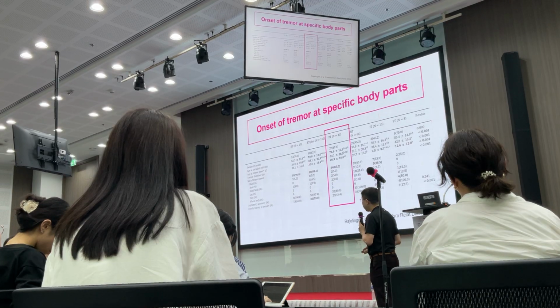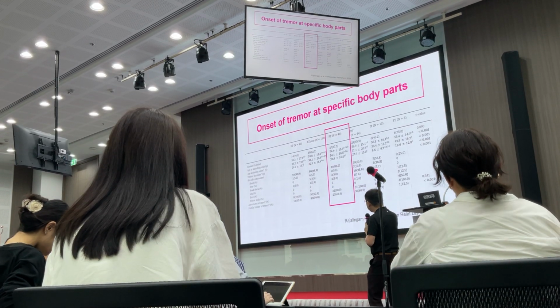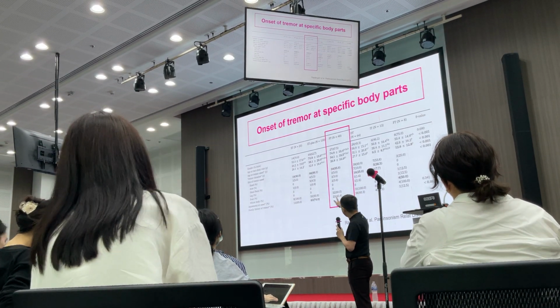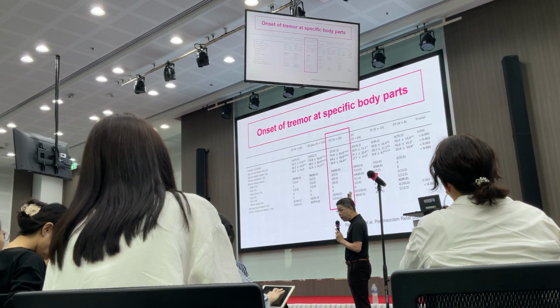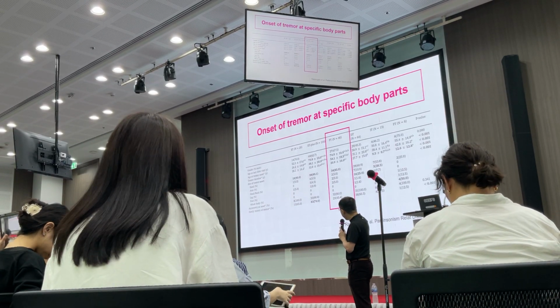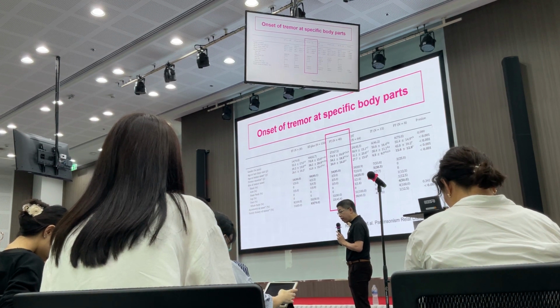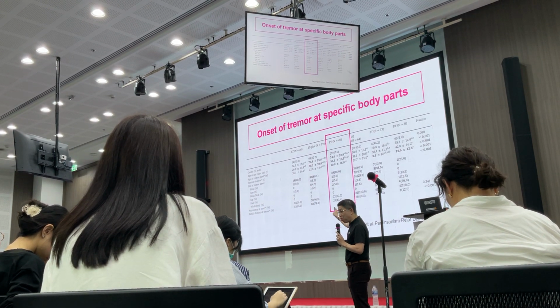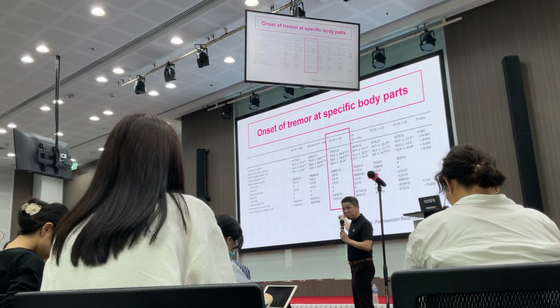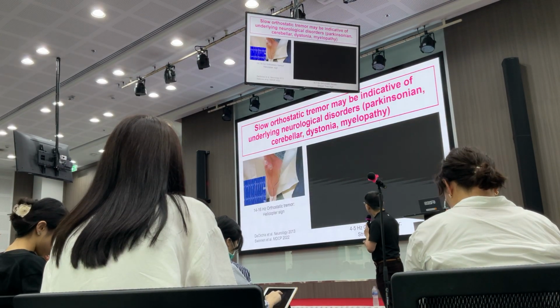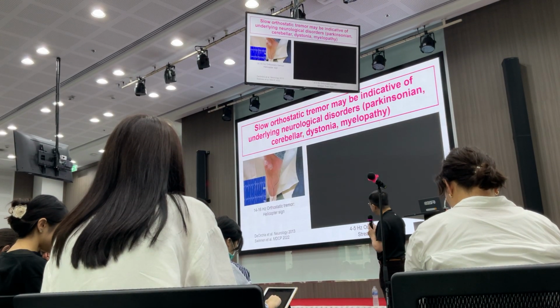And this is just to highlight that the tremor in patients with Parkinsonism commonly occurs in the hand, but a much lower proportion occurs in the leg as onset, but still more common than in other disorders. Okay, and I think we saw this yesterday, right?